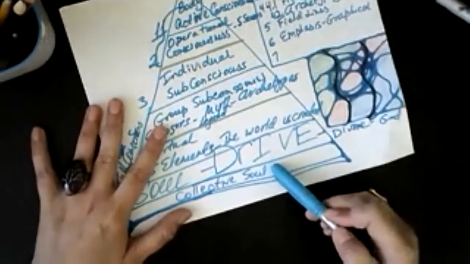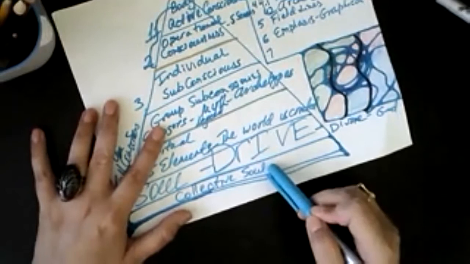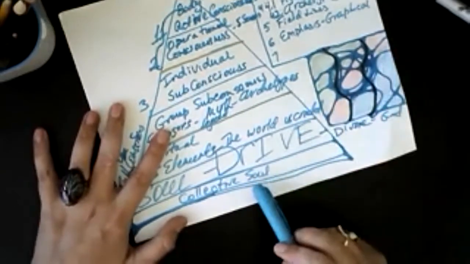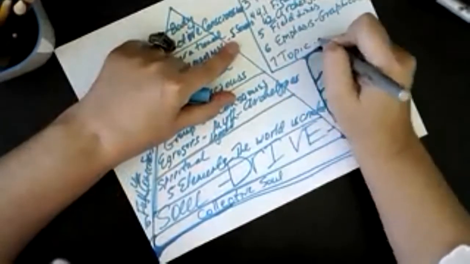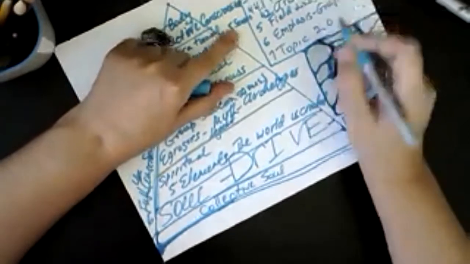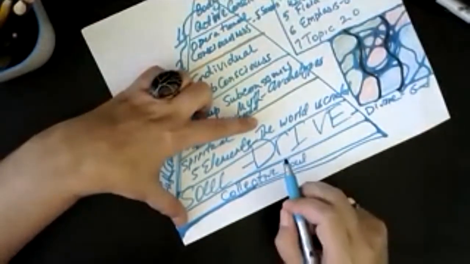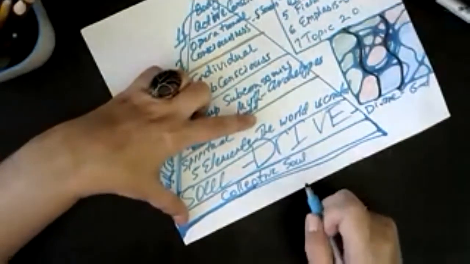You tap in within that deep unconscious understanding of what you need to do in life, and that will show its way through this picture, okay? Step number 7 is actually topic 2.0, okay? After you go deep inside your soul, your drive, your collective soul, understanding what is it that you really want in life? How will you achieve this in life?